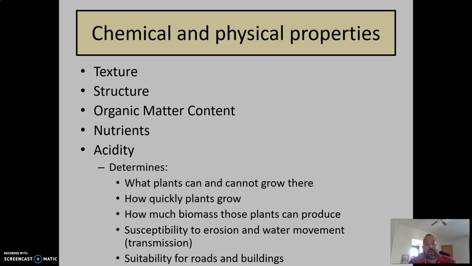And so when we're looking at these things, and why look at these things, it's because these are going to help us determine what plants can and cannot grow in certain areas, how quickly plants are going to be able to grow. So are they going to grow fast? Are they going to grow slow? How much biomass those plants can produce, their susceptibility to erosion and water movement, and the suitability for roads and for buildings. So are they going to be strong enough to actually be the foundation for something?